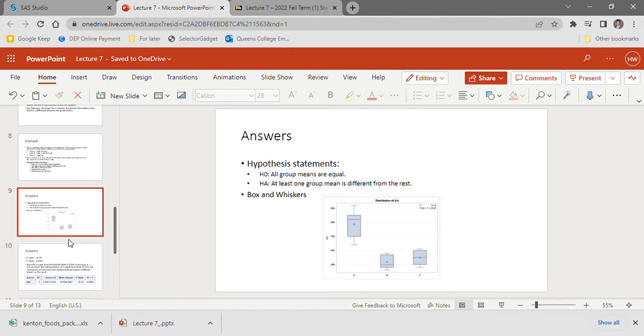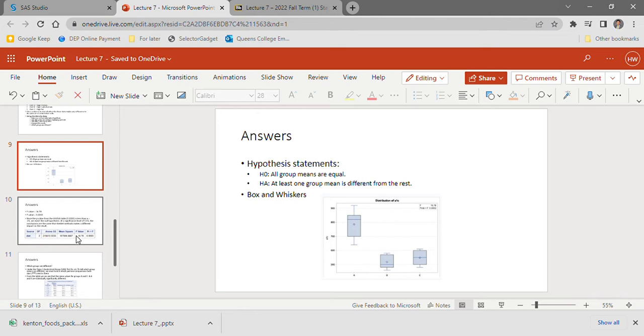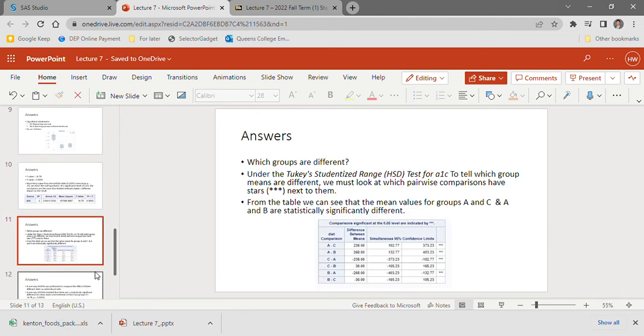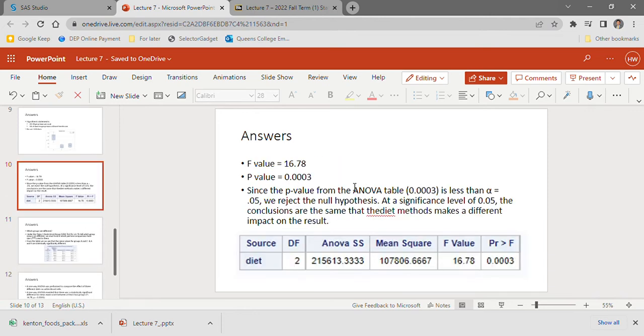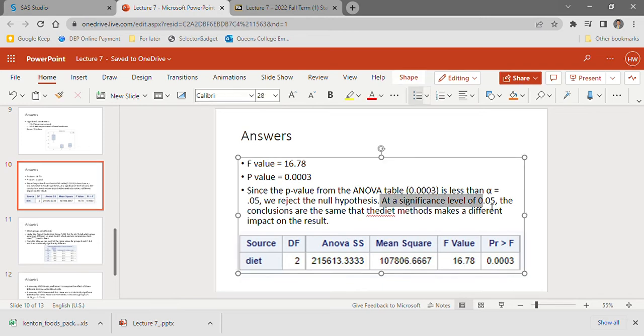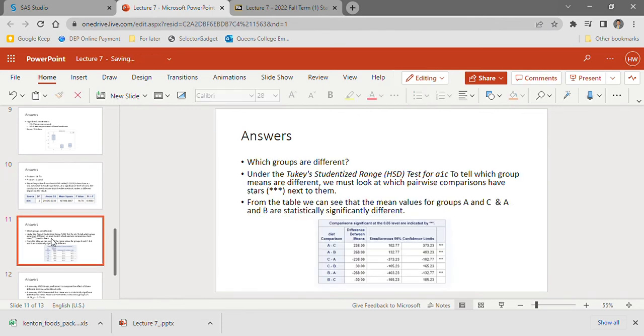Well, it's not, because it's different, and it's statistically significant. The differences are statistically significant, right? So at a significance level of 0.05, the conclusion is that the diet methods make a difference on the result, okay? Now, since they are different, which groups are different?